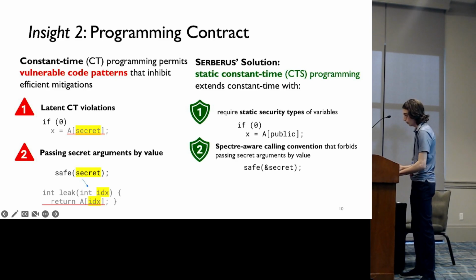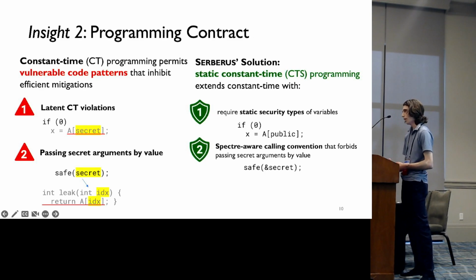So to resolve this issue, we propose a strengthening of constant time programming called static constant time programming. This prohibits both of these vulnerable patterns by requiring first static security types of variables, and second, forbidding passing secret arguments by value. Instead, you can pass them by reference. And so while constant time code generally satisfies static constant time, we found some instances where it wasn't satisfied due to passing secrets by value. And these actually manifested as potentially exploitable Spectre vulnerabilities.